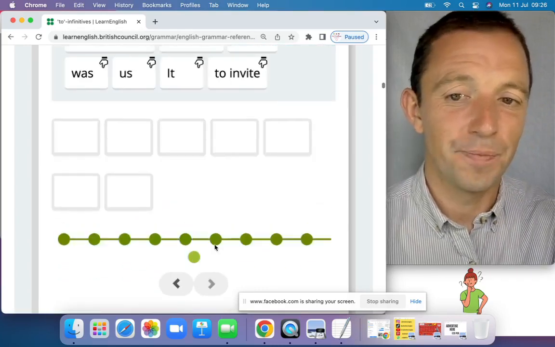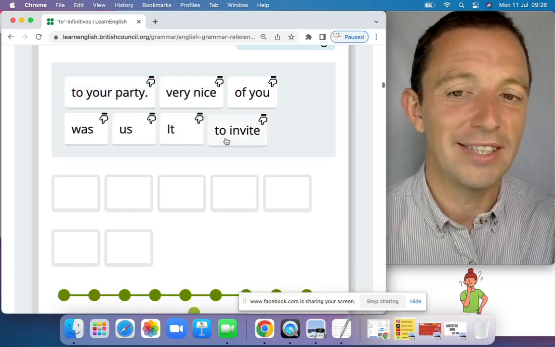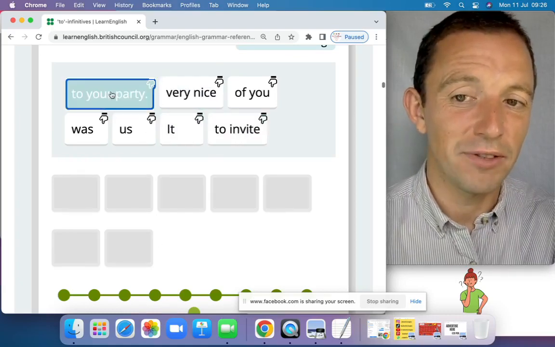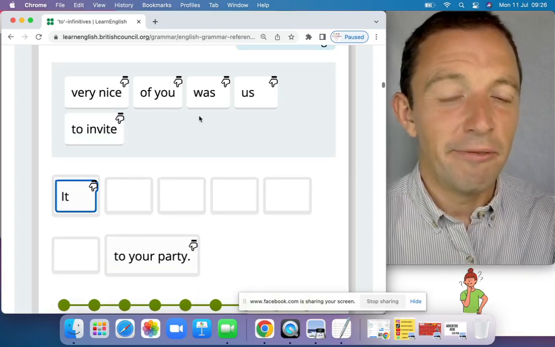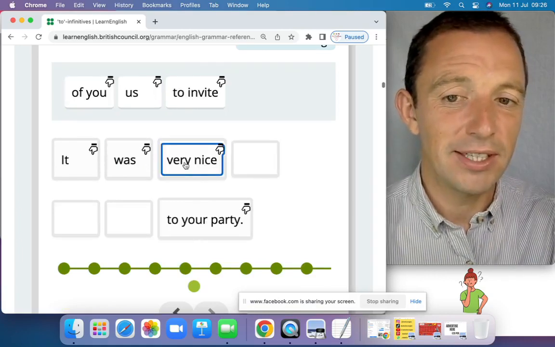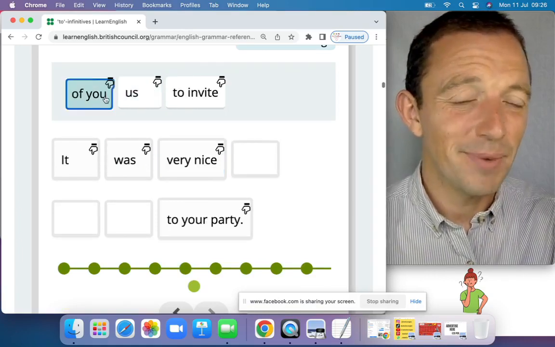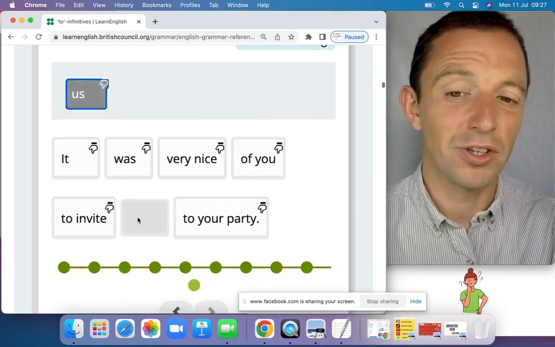And last one, to your party, very nice of you, was, us, it, to invite. The last word is the full stop, to your party. First word is the capital letter, it. Verb, was, the verb to be. Adjective, very nice. Preposition, of, you. Infinitive, to invite. Object, us, to the party.